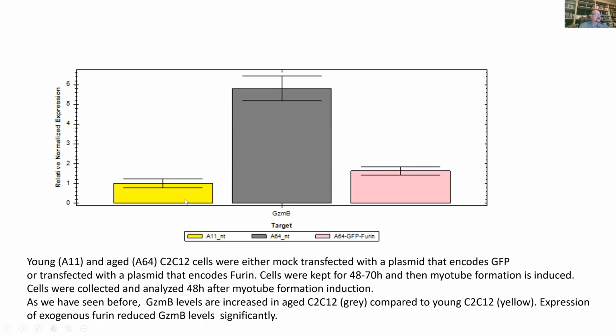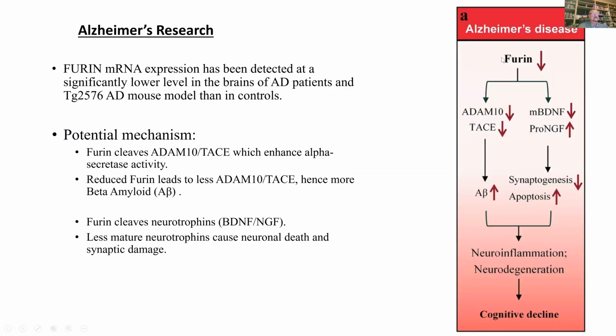So if we look at this, this is GZMB in young cells, older cells. After we transfected it, it came back down. This is a bad breakdown product that builds up in the cells that we want to get rid of, that's causing dysfunction. And this is also true in Alzheimer's disease. So as furin goes down, ADAM10 and TACE go down, and beta amyloid goes up. And beta amyloid is what builds up in Alzheimer's disease.